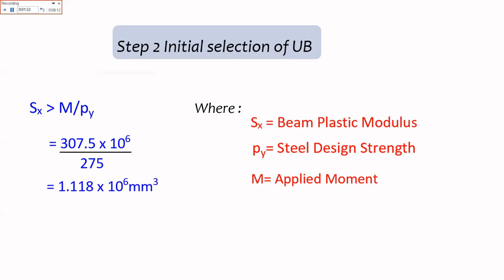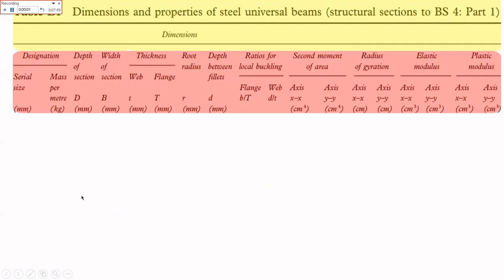However, if you check the steel table, the value of Fx is given in centimeter. So it's important to note that. We are going to convert this to centimeter, and we are going to divide by 1,000. If you divide this value by 1,000, you will get 1,118 centimeter cubed, right? So now if we check on the steel table, it looks something like that. And the plastic modulus, where I'm pointing, is given in centimeter cubed, same as elastic modulus and the other values.